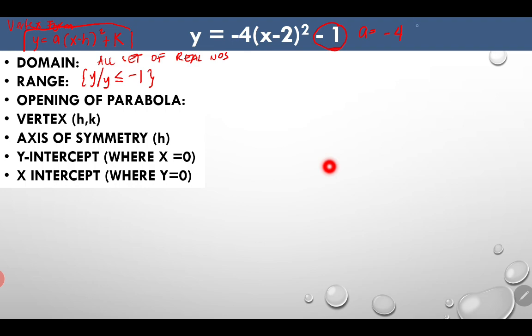Opening of the parabola. So, the opening of the parabola, since our a is negative 4, a negative number, therefore, the parabola opens downward. The vertex. So, we solve for the vertex. The vertex can be found in h, k. So, it's very easy to identify the h and the k if the quadratic function is in vertex form.